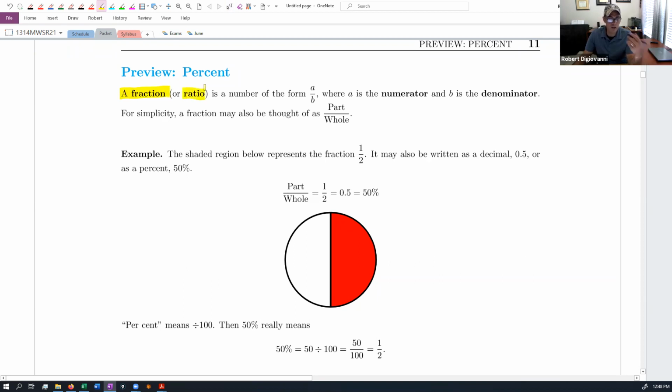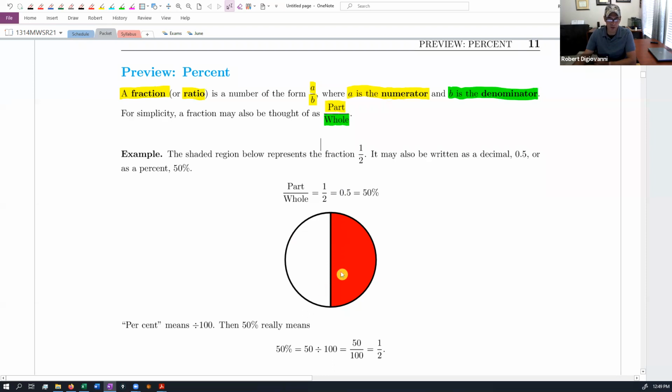All it is, is a number that can be written with some number over some other number, right? 3/4 or 7/10. So that's a fraction or a ratio. Another way you can think about a fraction is the numerator, which is the top, is the part of something that we have. And the denominator, which is the b on the bottom, is the whole.